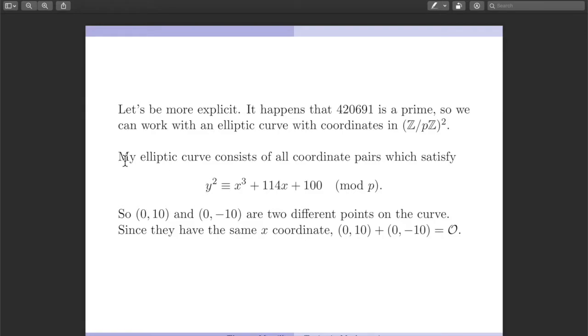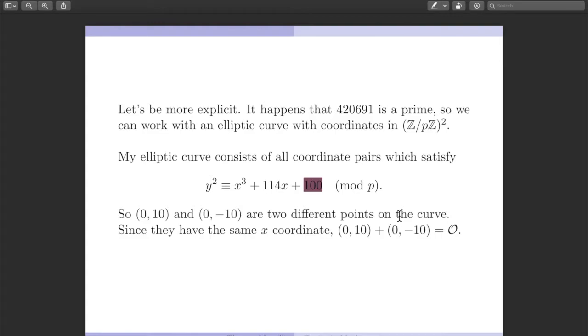So off the bat, let's find some points that belong to this curve. I'll pick x-coordinate 0 to make this a little bit easier to work with. I know that 0 cubed is 0, and 114 times 0 is 0. I don't even need modular arithmetic for that. So my equation boils down to: what are the solutions of y squared congruent to 100 modulo a prime number? My prime is big enough that 100 is its own residue. There's no modular reduction that we have to do.